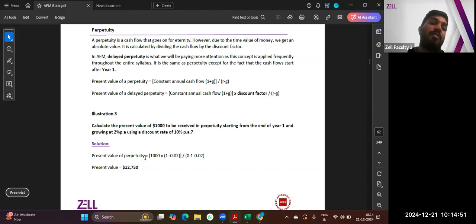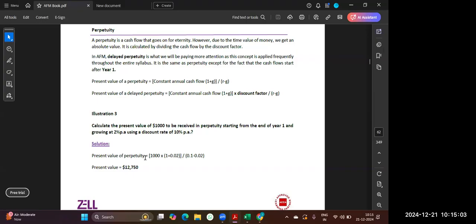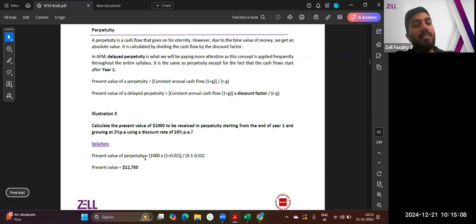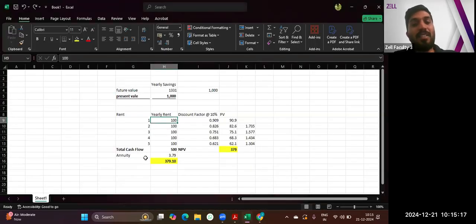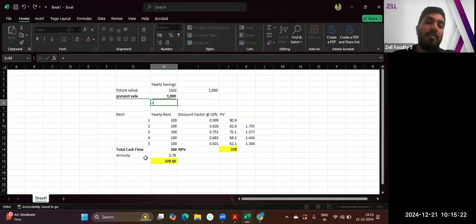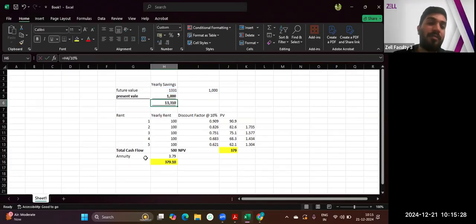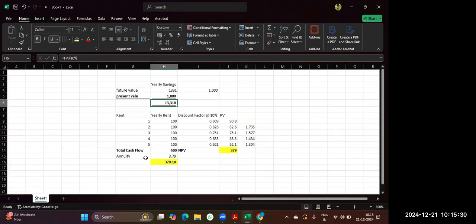When you can't see an end for something, we call it a perpetuity. Correct? Yes or no? Yes, sir. When you can't see an end for something, it is called a perpetuity. Correct? Similarly, this is an example of perpetuity. Cash flows divided by discount factor. That means, let's say, this is the cash flows divided by 10%. This is your perpetuity. Clear, everyone?